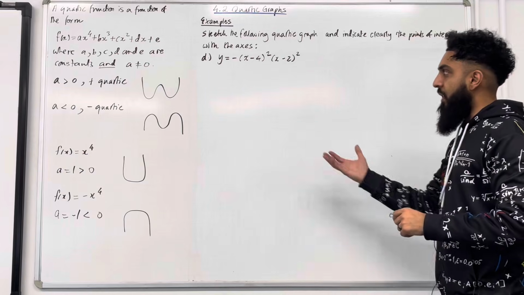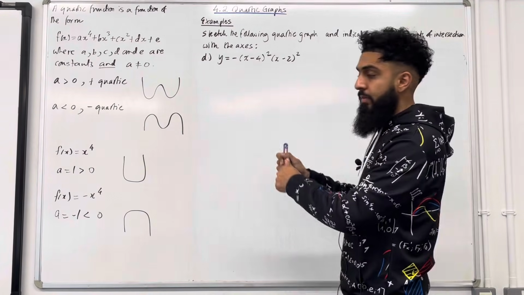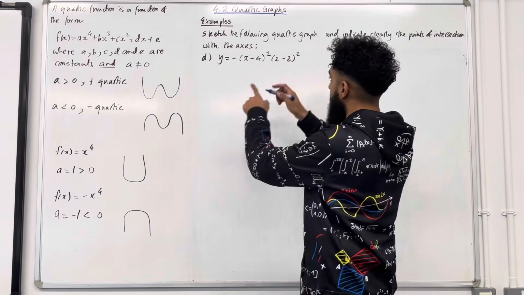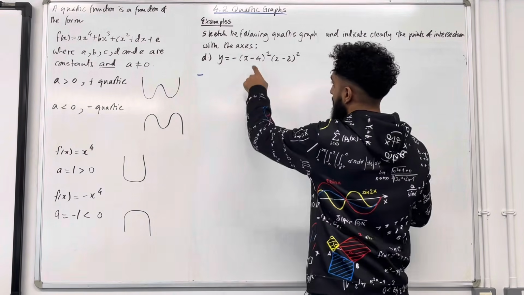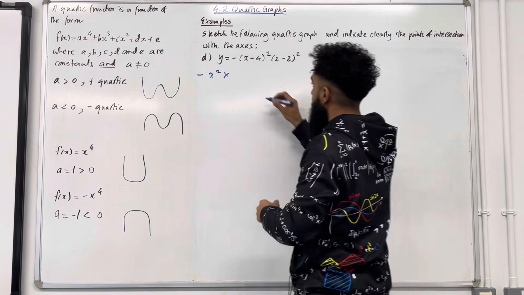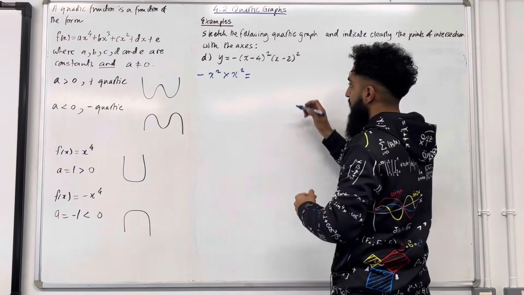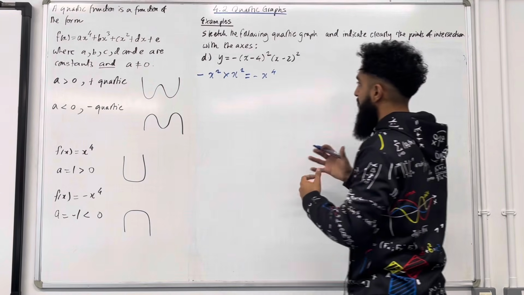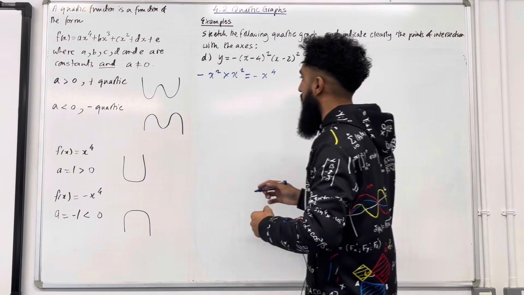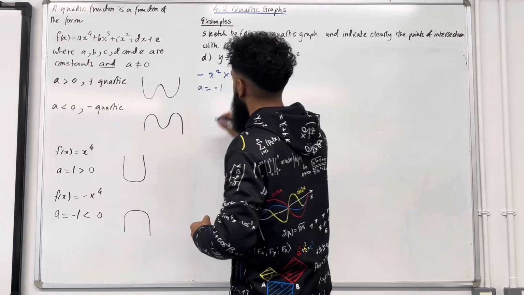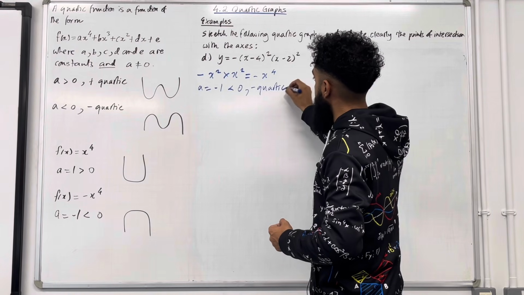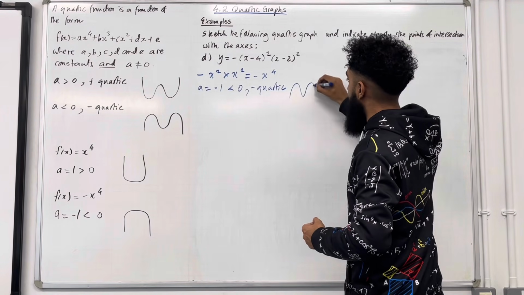Okay, so now we have part D to complete. We're going to sketch this graph. Let's work out the coefficient of x to the power 4. So what we have over here is minus x squared multiplied by x squared. This reduces to minus x to the power 4. So the coefficient of x to the power 4, in other words, the value of a, is negative 1, which is less than 0. So we have a negative quartic, and the shape will be M shape.